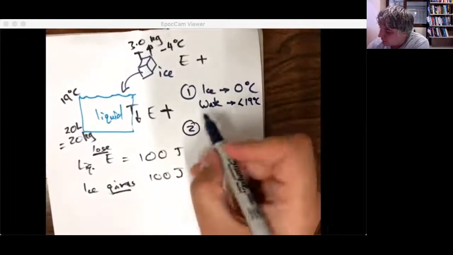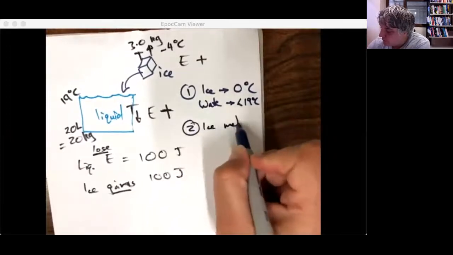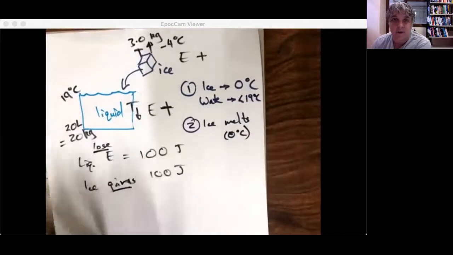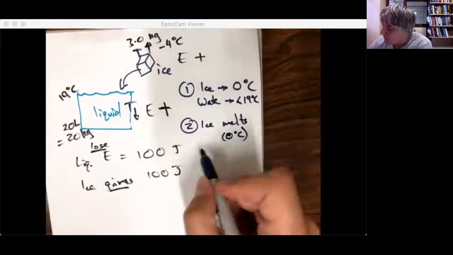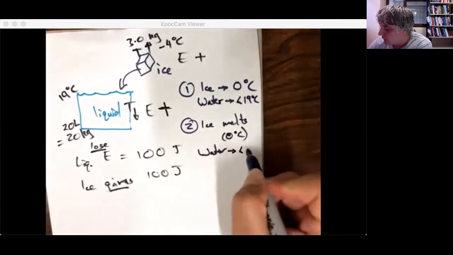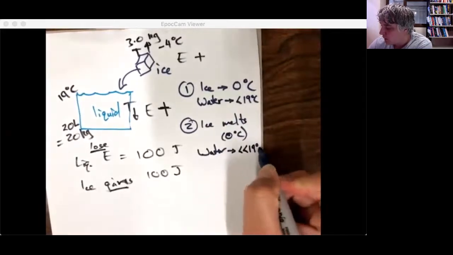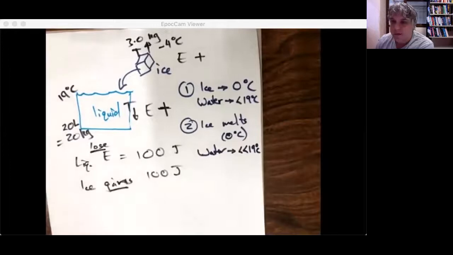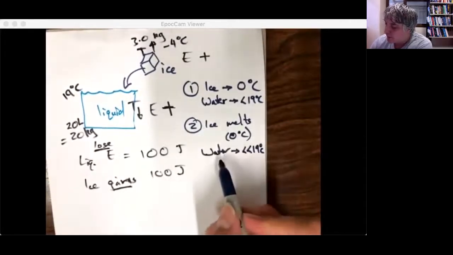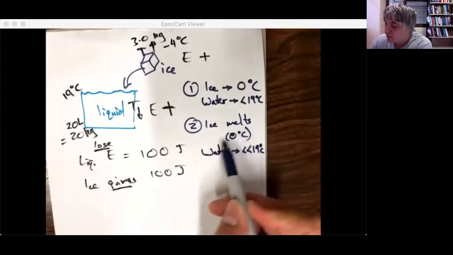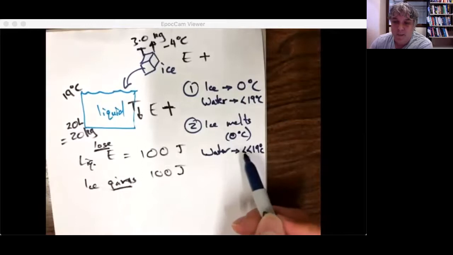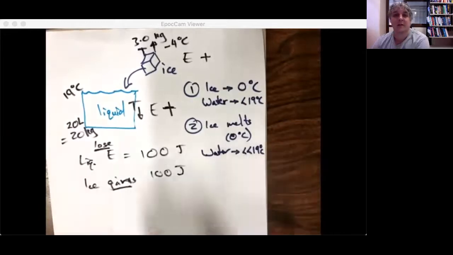Then the second step is going to be that the ice melts. It's still at 0 degrees Celsius because it's a phase change, so there's no temperature change. But as it does so, the water is going to lose some more, so it's going to be even smaller than 19 degrees Celsius. Now, at the end of that second step, we have liquid water at 0 degrees Celsius from the ice and liquid water at whatever temperature it's ended up at after step 2. But these are at different temperatures.